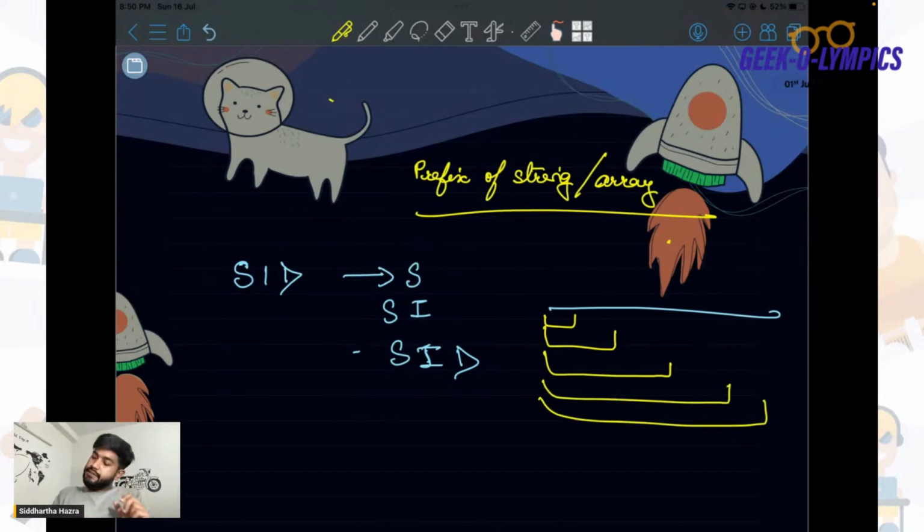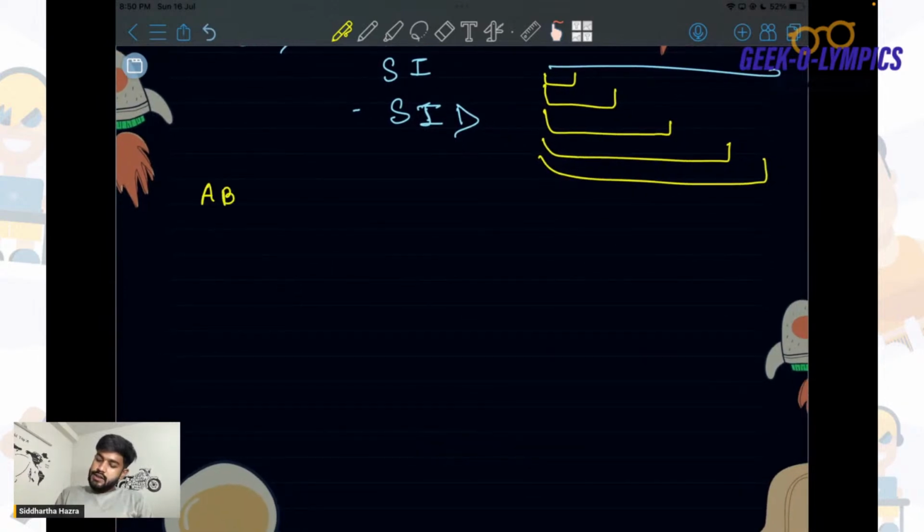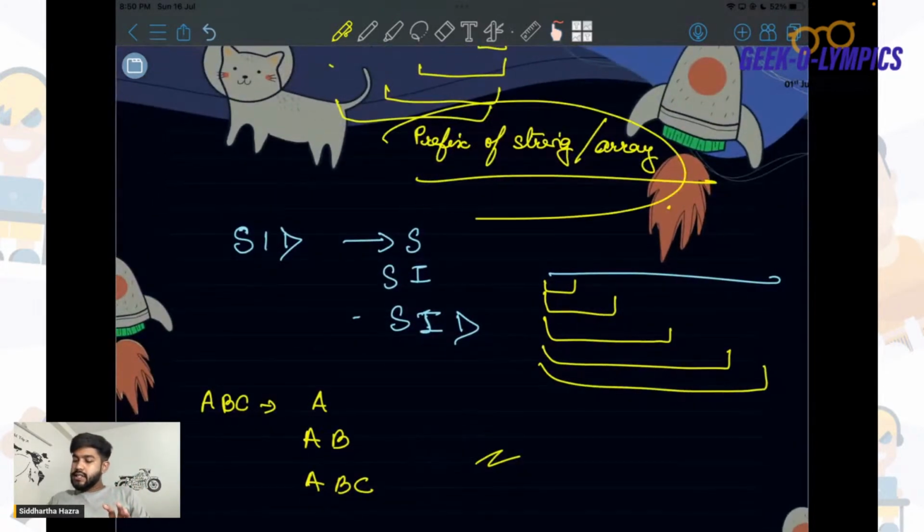In the same manner, what would a suffix be? From the back. Suffix would be from the back and prefix would be from the front. Let's take the same example of ABC. If we are given ABC, then A would be a prefix, AB would be a prefix, ABC would be a prefix. Simple enough. I hope this made sense to you. That is what prefixes of a string are.